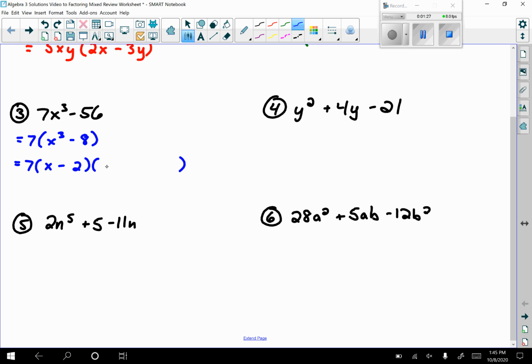What's going to go first here is an x squared, x times x, opposite sign, so a plus. Then in the middle, I multiply x times 2, so 2x. Last sign is always positive. Next, I multiply 2 times 2, which is a 4.